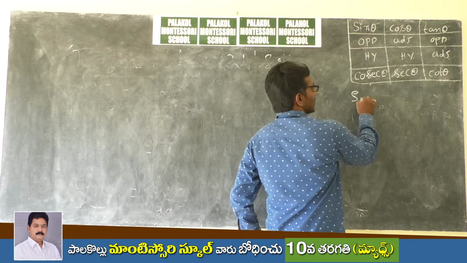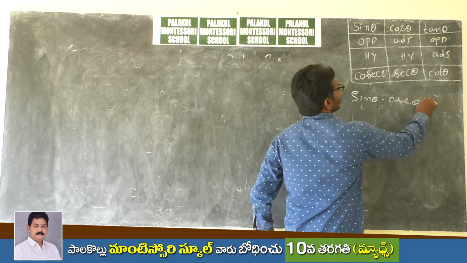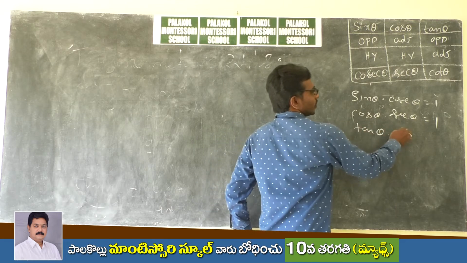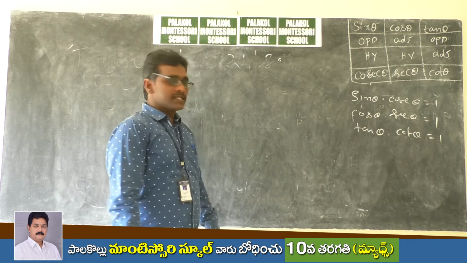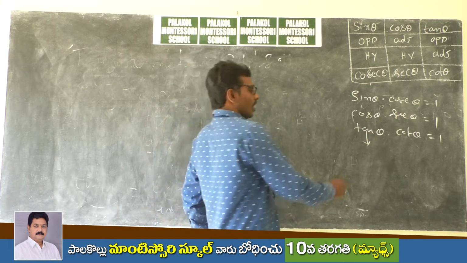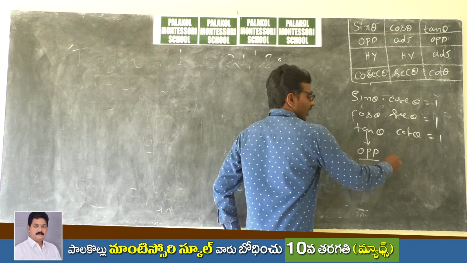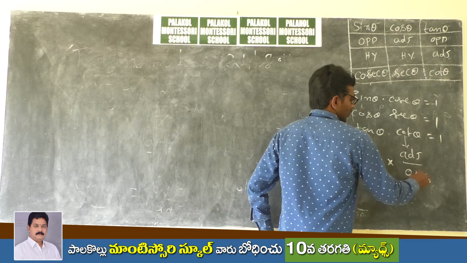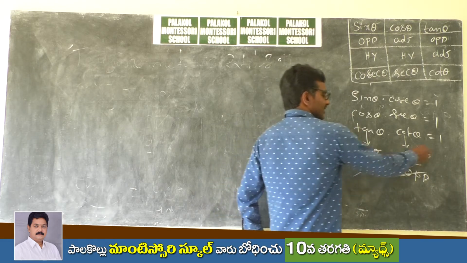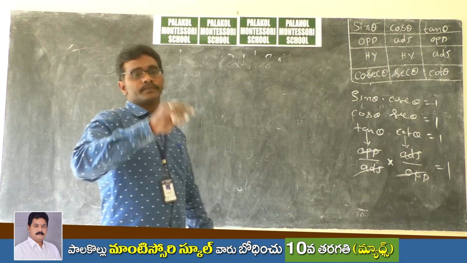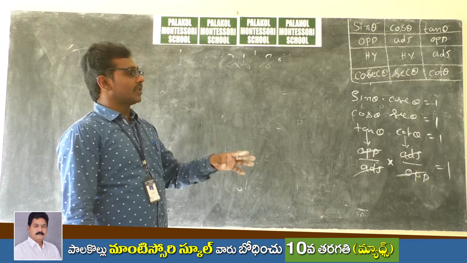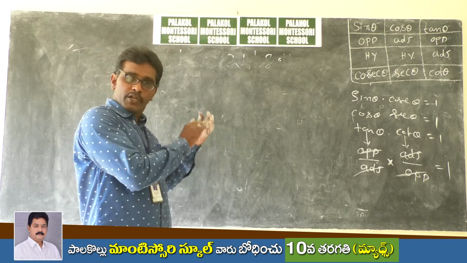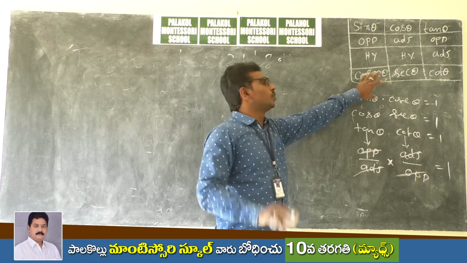Come to the one. Sin theta into cosecant theta is equal to 1. Cos theta into secant theta is equal to 1. Tan theta into cot theta is equal to 1. See, what is the formula of tan theta? Opposite by adjacent side. Into what is the cot theta formula? Adjacent side by opposite. Opposite side is cancelled, adjacent side cancelled, so finally the remaining number is 1. So the product of tan theta and cot theta is equal to 1. The product of cos theta and sec theta is equal to 1. The product of sin theta and cosec theta is equal to 1. That means the product of a trigonometric ratio and the reciprocal of that function is equal to 1.